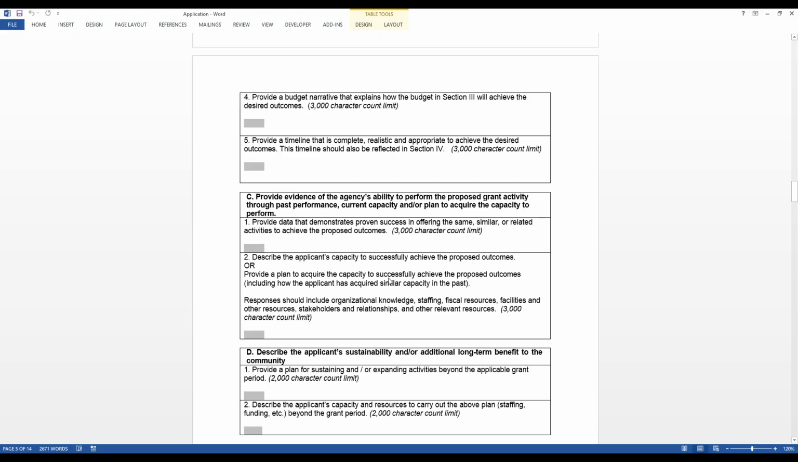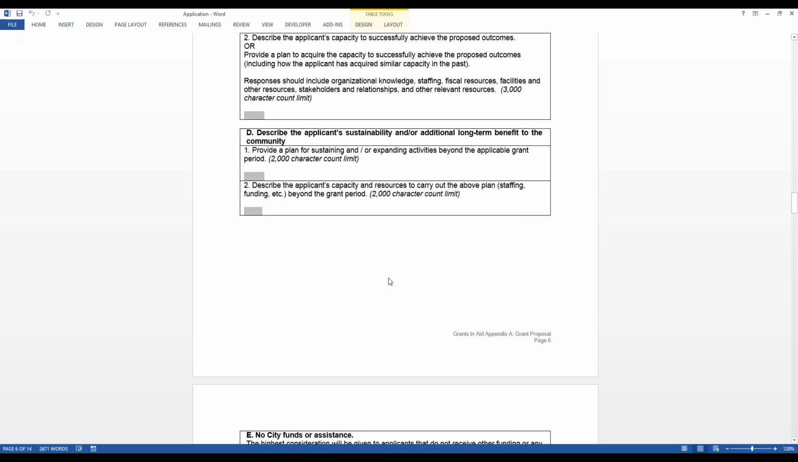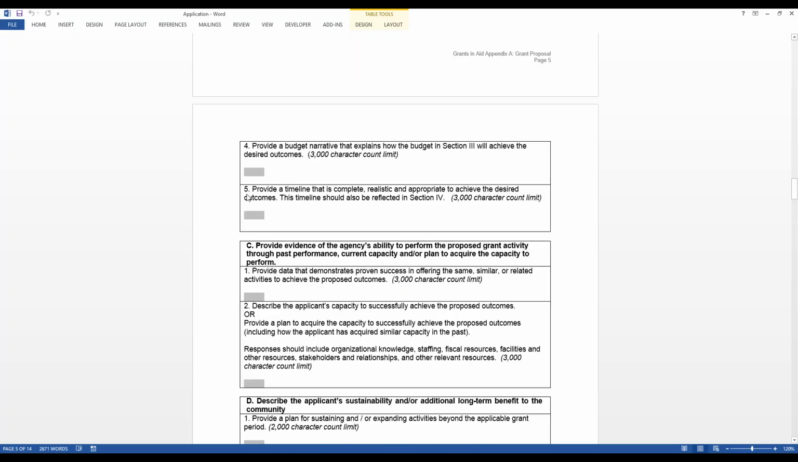Moving on to the next page, I think it's page 6, top of page 6. Question 4 and 5. This is something that you will narrate about the Excel document. Question 4 is about budget. Question 5 is about the schedule timeline.